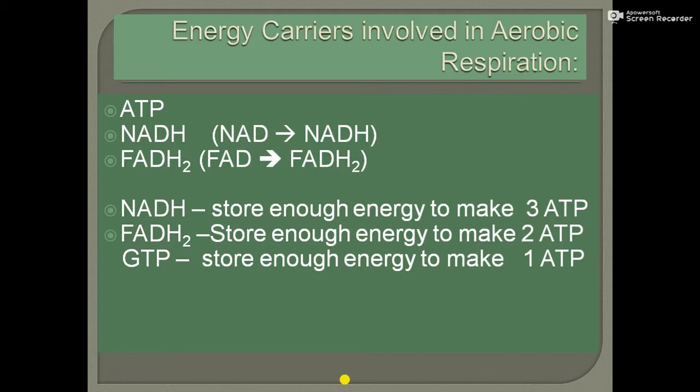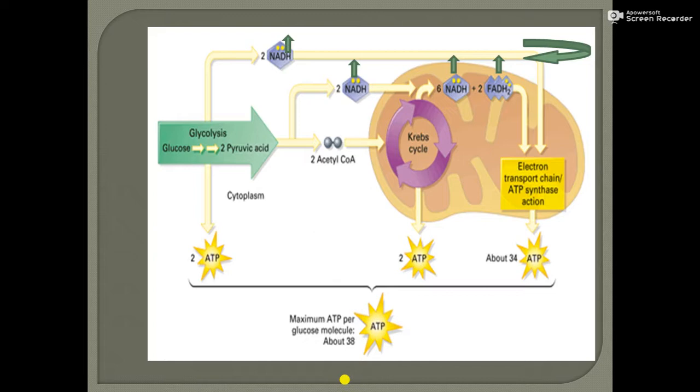Energy carriers involved in aerobic respiration. NADH can store enough energy to make 3 ATP. FADH2 can store enough energy to make 2 ATP. And GTP can store enough energy to make 1 ATP. So what happened here? When you start the process, the first is glycolysis. When glycolysis happens, it's broken down into pyruvic acid, making 4 ATP, where 2 ATP is used, and 2 moles of NADH. And we know 1 mole of NADH can hold up to 3 ATP energy.